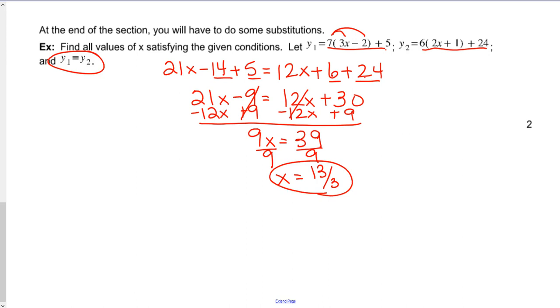So hopefully this is a good review of what you've seen before with linear equations. Some of these rational ones might be the ones that you need to work on a little bit more. But remember, try to get that least common denominator. That way all your fractions are gone at once, and then you can keep going from there.